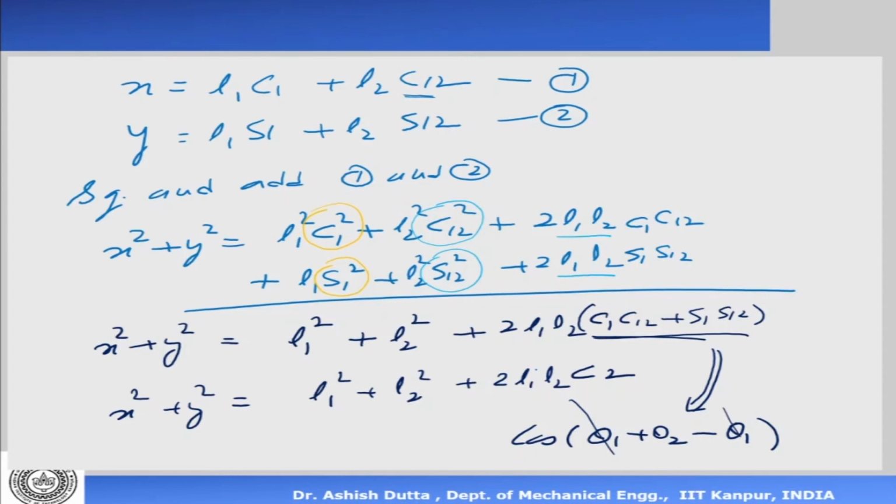Now something important here is when I see this further, I can get cos θ2 is equal to x squared plus y squared minus L1 squared minus L2 squared, okay, divided by twice L1 L2. Okay, now we should not take a cos inverse here. This is something which you need to understand carefully, that we should not take a cos inverse to get θ2. Why? Because cos θ2 has two values. What are the two values?